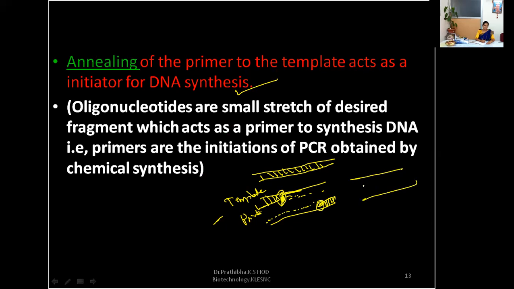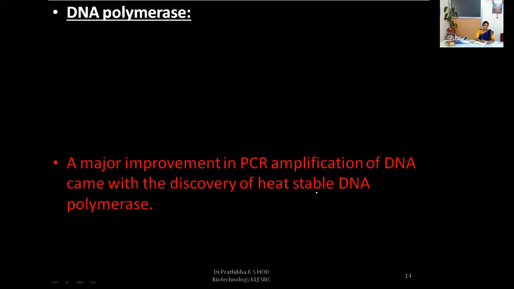If there is only a template and no primer attachment, they don't have any kind of affinity, then the Taq DNA polymerase cannot sit anywhere, because Taq DNA polymerase compulsorily requires a double stranded initiation region. Oligonucleotides are small stretches of the desired fragment which act as primers to synthesize DNA. Primers are the initiators of PCR, which are obtained by chemical synthesis, that is, under in vitro conditions.